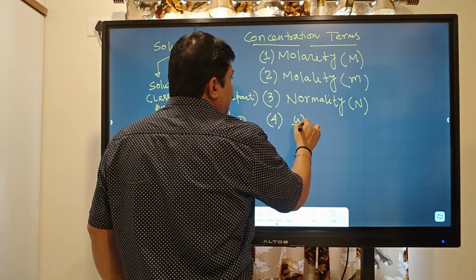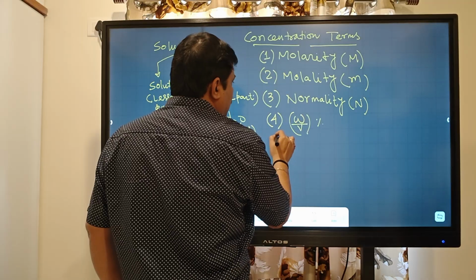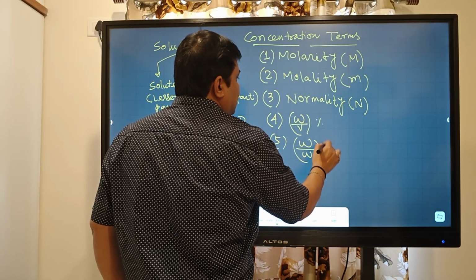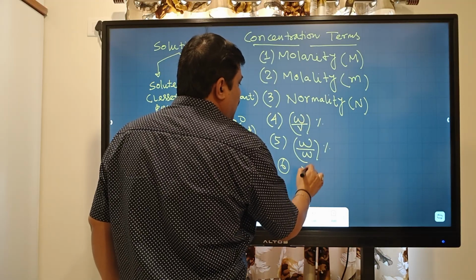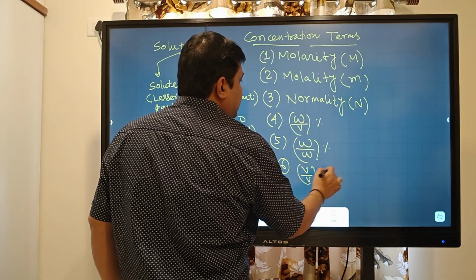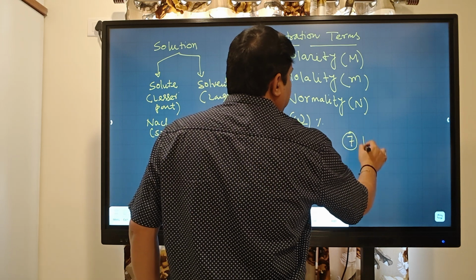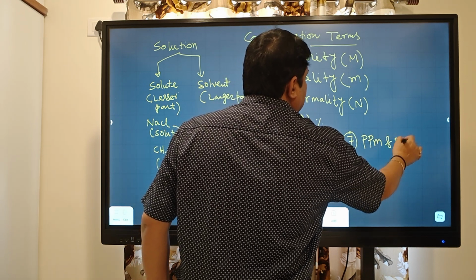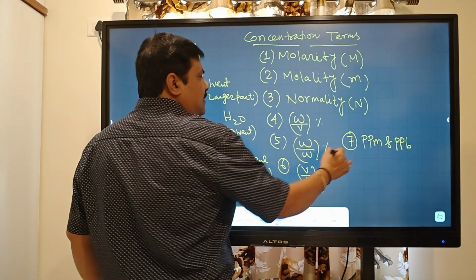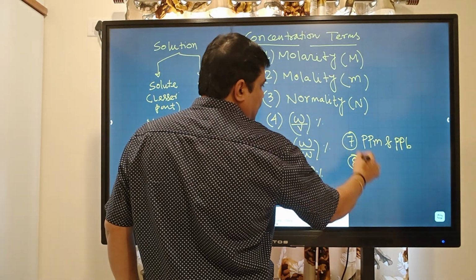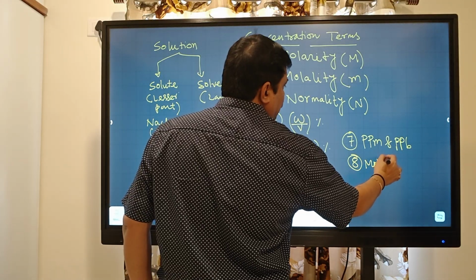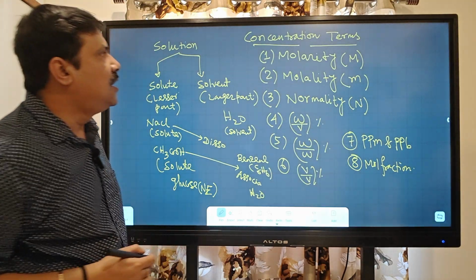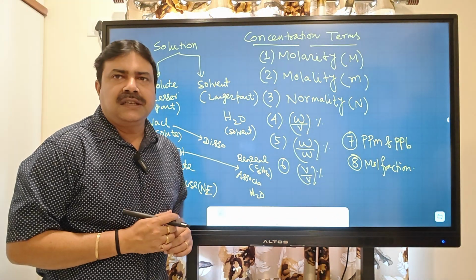Weight by volume percent. Next one we need to know weight by weight percent. Next one we need to know volume by volume percent. Next one we need to know ppm, parts per million, and ppb, parts per billion, as well as another mole fraction terminology, mole fraction and molarity, that also we need to know. So these are the different things we need to know regarding the concentration term.